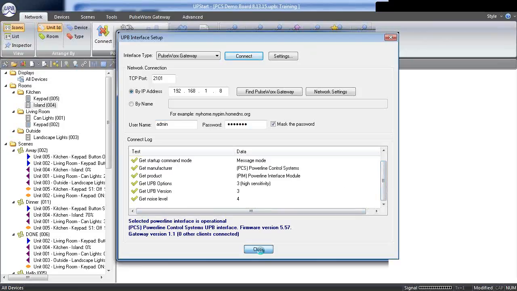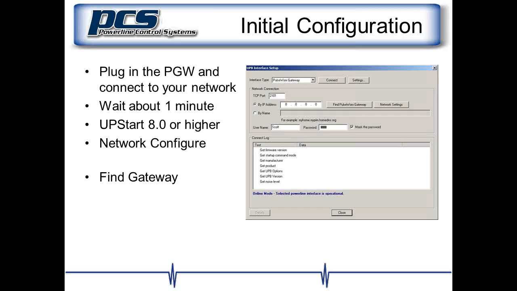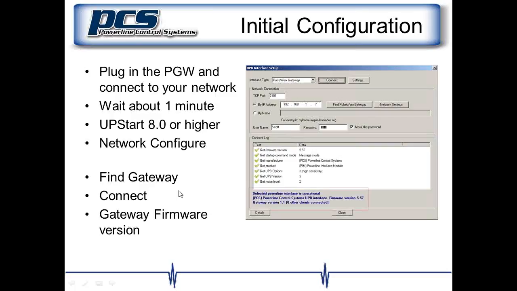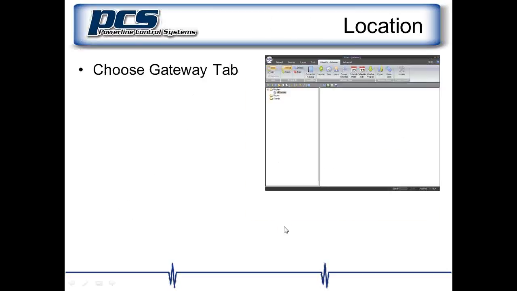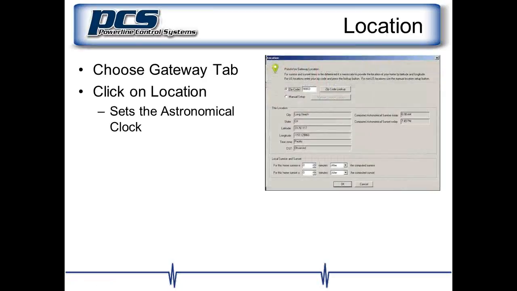So at this point, I'm actually connected to the gateway, and I can start to program or set up my Upstart file. Now, I'm going to come back, we can connect to it, and it'll show you what firmware version you've got all the time, what's in the unit, and what's going on. Now, to set the gateway up itself, you've actually got to go to the Gateway tab.